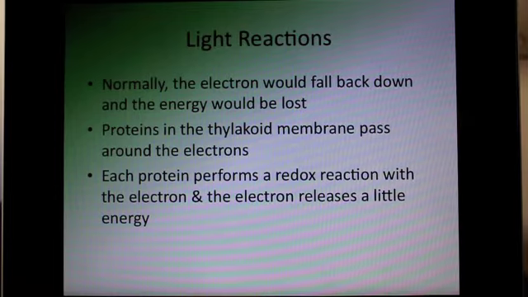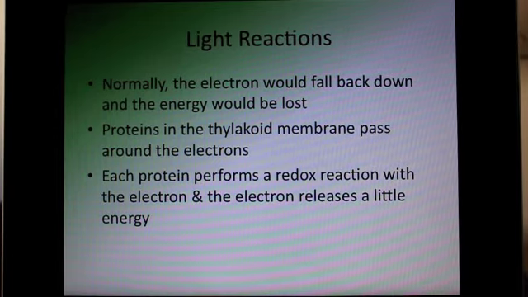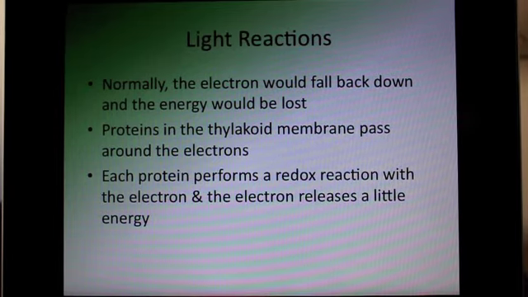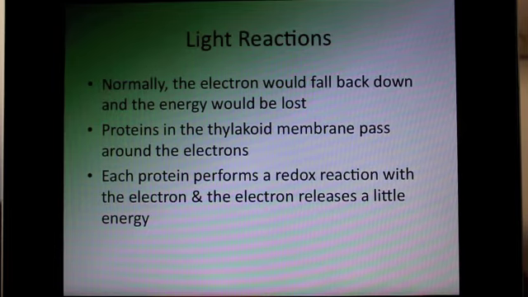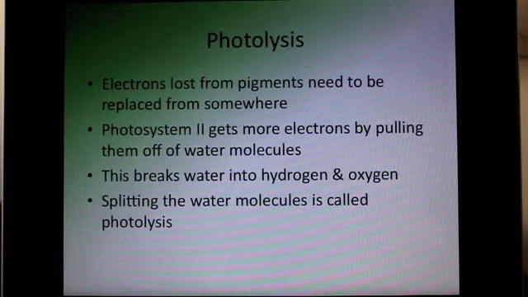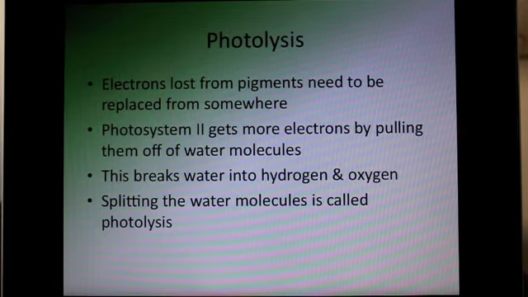Normally, the electron would fall back down and the energy would be lost. However, we're in the thylakoid, so we have lots of membrane-bound proteins to pass around these electrons. Each of these proteins performs a redox reaction with the electron, and the electron releases the energy a little bit at a time. Electrons that are lost from the pigments have to be replaced from somewhere, so you can't just keep exciting the electrons.